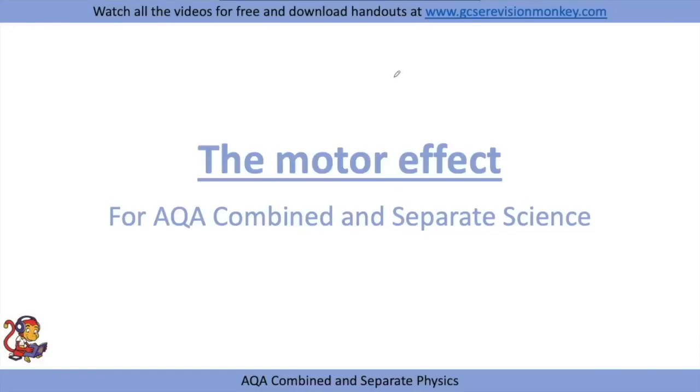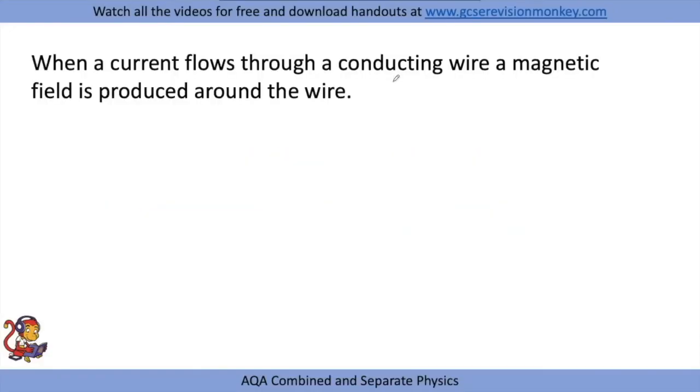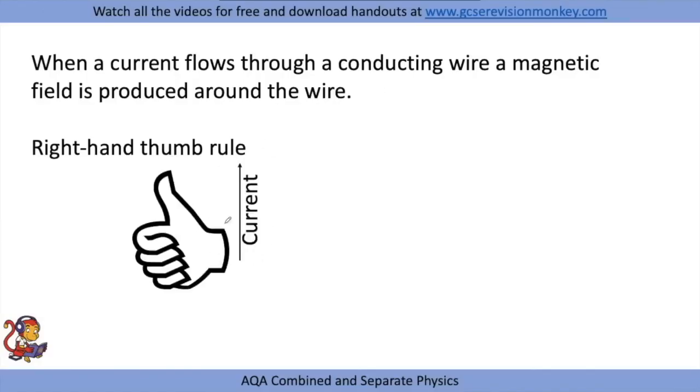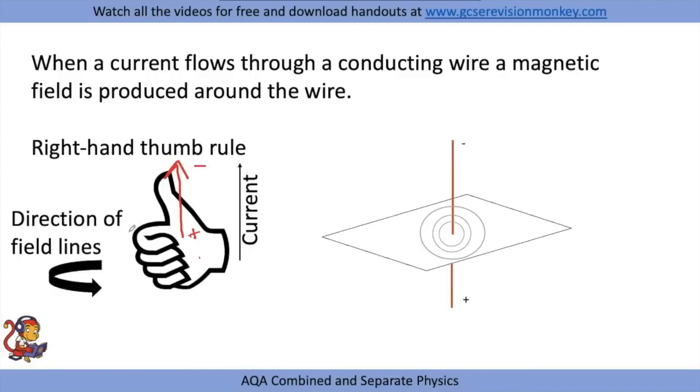The motor effect. When a current flows through a conducting wire, a magnetic field is produced around the wire. So let's have a look at the right-hand thumb rule. You can use your thumb to show the direction of current, and for example, if your thumb is pointing upwards, the direction of current will be up from positive to negative, and your fingers will show the direction of the magnetic field. So you can imagine your fingers pointing inwards like so, and importantly it has to be your right hand that you use to do this.